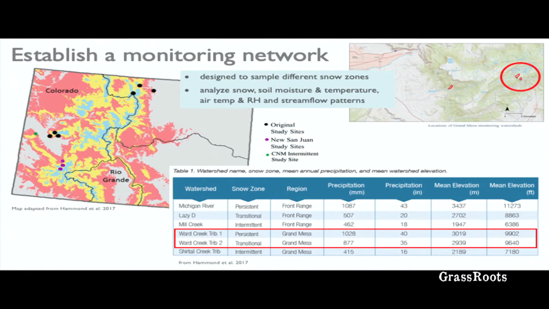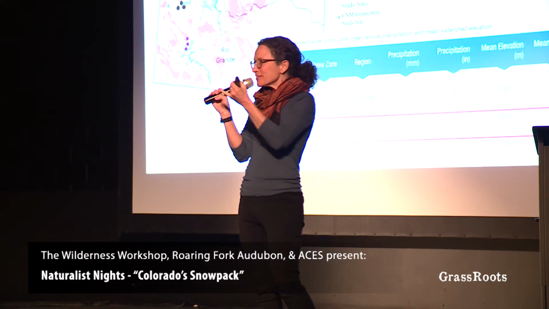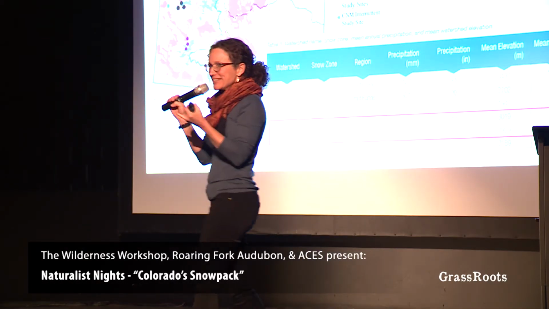The transition from that persistent to transitional to intermittent snow zone as you dive off the side of the mesa happens really fast. So there's not a whole lot of room to get transitional stations in there. Then you add on top of that all the diversions, because we want natural watersheds. So there are a lot of little lakes and ponds and reservoirs and diversions on top of the Grand Mesa.